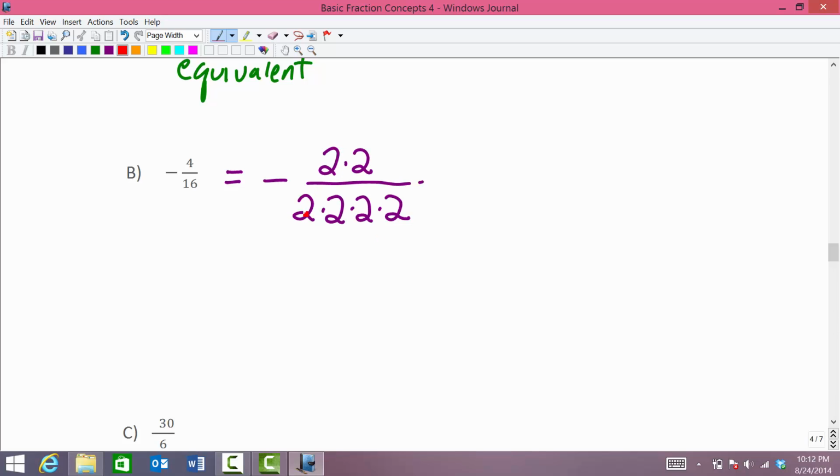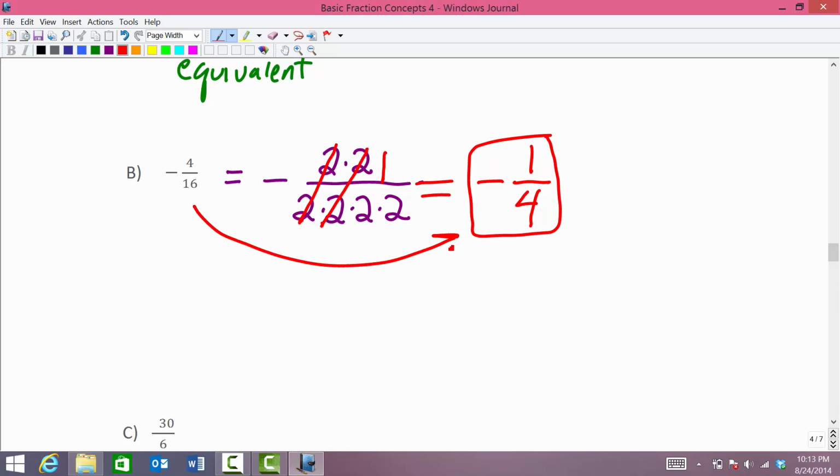Well, once again, 2 divided by 2, we know that's 1. We have another 2 divided by 2 that gives us 1. We have nothing left on the top, so we'll put 1 in as a placeholder. So our final equivalent reduced fraction would be -1 divided by 4, or -1/4. These have an equivalent value, but -1/4 is the reduced form of that value of fractions.